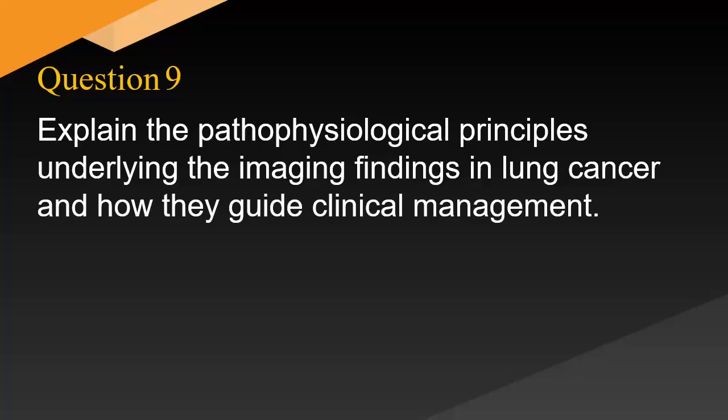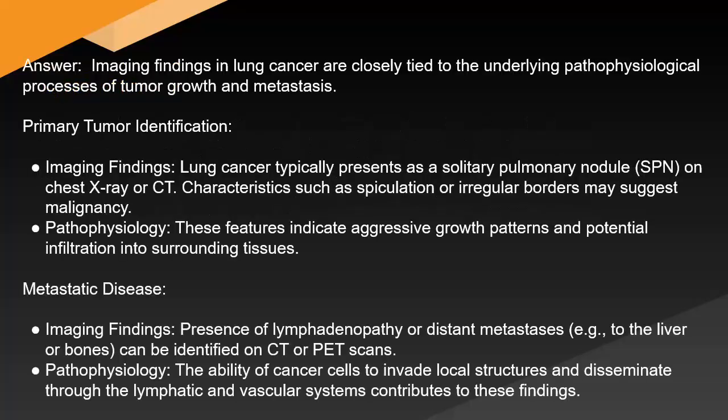Explain the pathophysiological principles underlying the imaging findings in lung cancer and how they guide clinical management. Answer: imaging findings in lung cancer are closely tied to the underlying pathophysiological processes of tumor growth and metastases. Primary tumor identification.